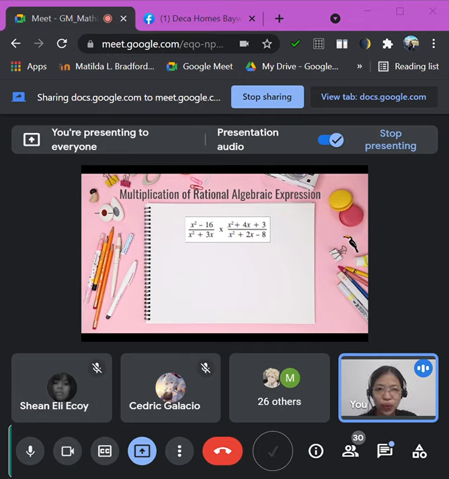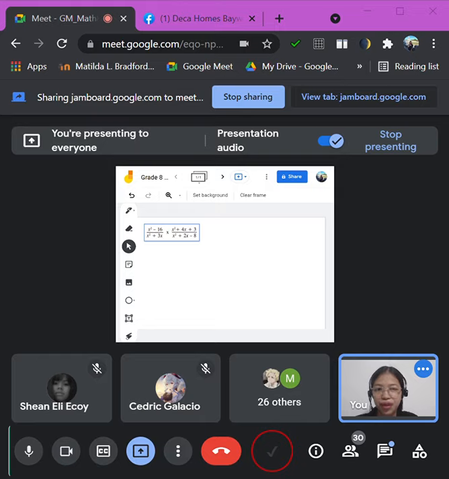Okay, so sa atuang example, ato siyang ipakita through Jamboard. So, this one. So, we have here x squared minus 16 over x squared plus 3x times x squared plus 4x plus 3. So, class, let me ask you first. Naabay pwedeng kuan nato diri ma-factor?